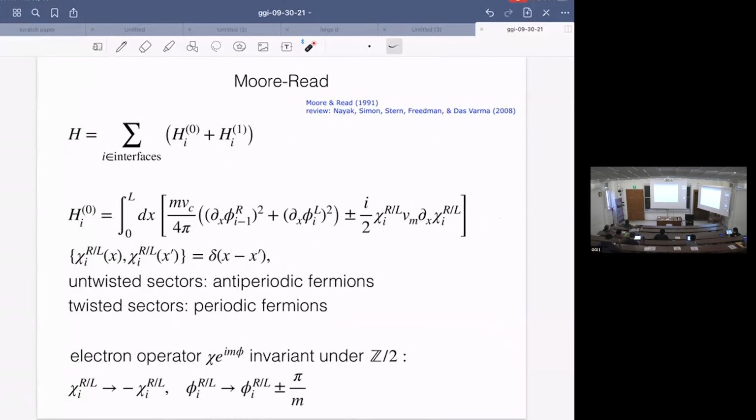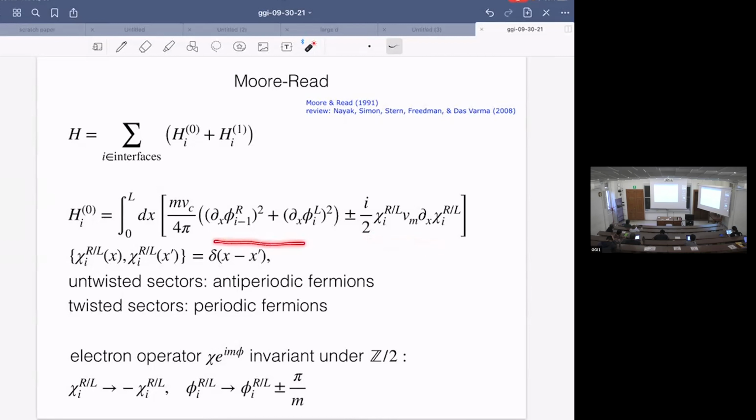Moore-Read is similar. Excuse me. So again, it has a free boson component, but in addition, the edge state theory involves a Majorana fermion, and in addition, the theory splits into so-called untwisted and twisted sectors, which are associated to the specific boundary conditions you place on that Majorana fermion. So the untwisted sector corresponds to when the Majorana has antiperiodic boundary conditions. On the other hand, the twisted are when it's periodic.